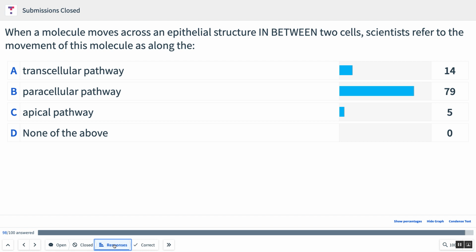And then C, apical pathway, yeah, that's moving across one of the membranes, but it really wasn't something we talked about in the epithelial cell module. All right, so again, the correct answer is B, paracellular pathway. One more.